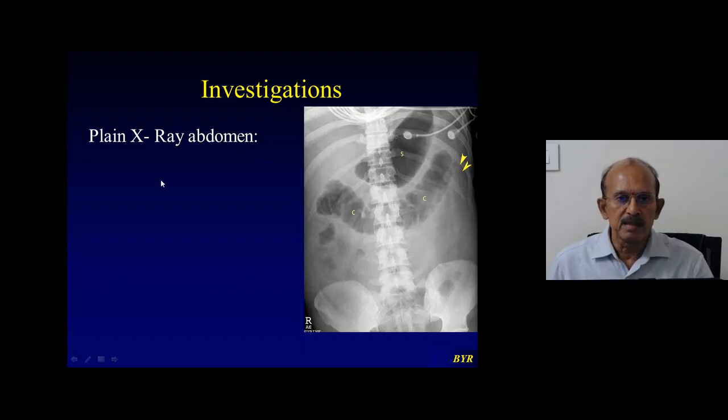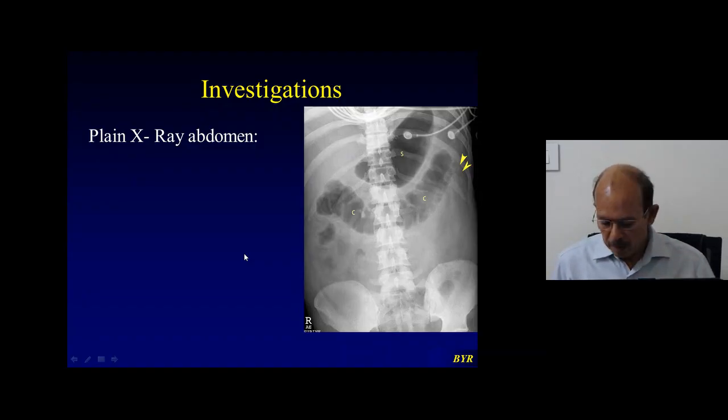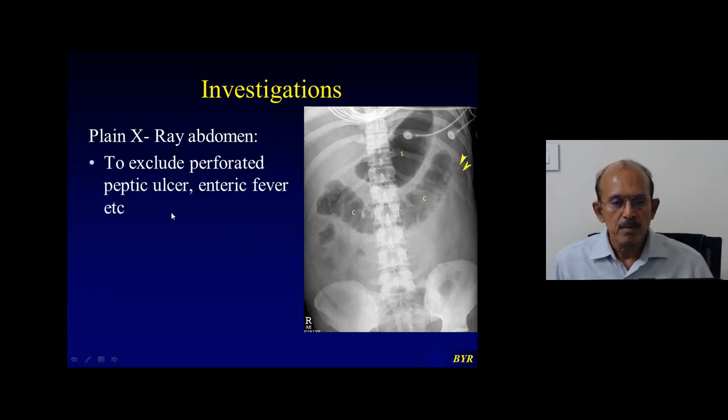So the imaging studies. Now we are talking about how to make a diagnosis of acute pancreatitis. How to diagnose, how to recognize acute pancreatitis. Plain X-ray abdomen. It is mainly done to exclude perforated peptic ulcer, perforated enteric fever.